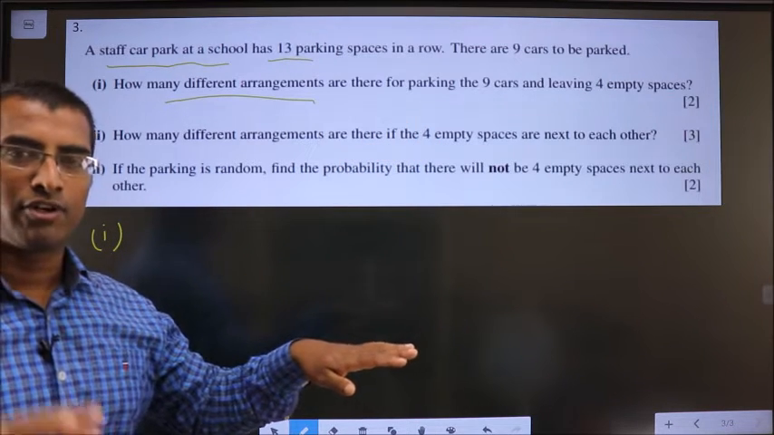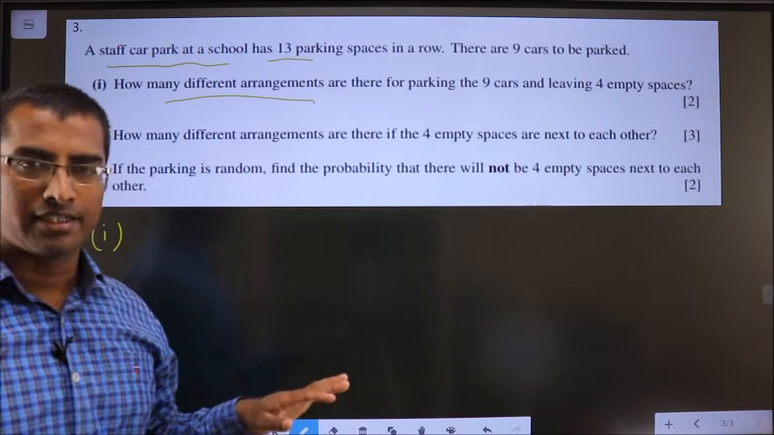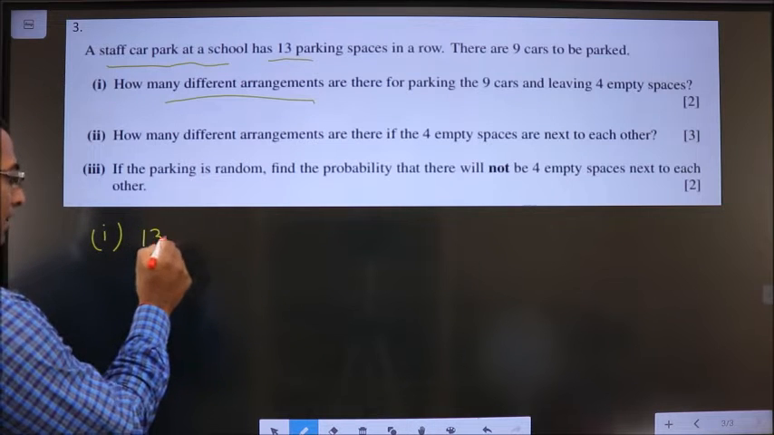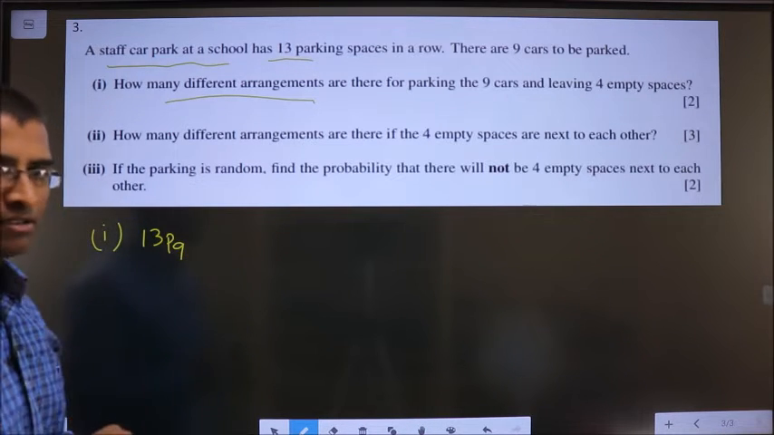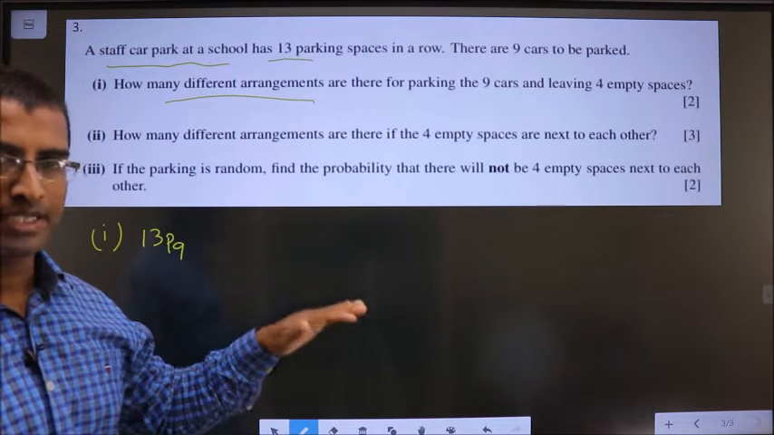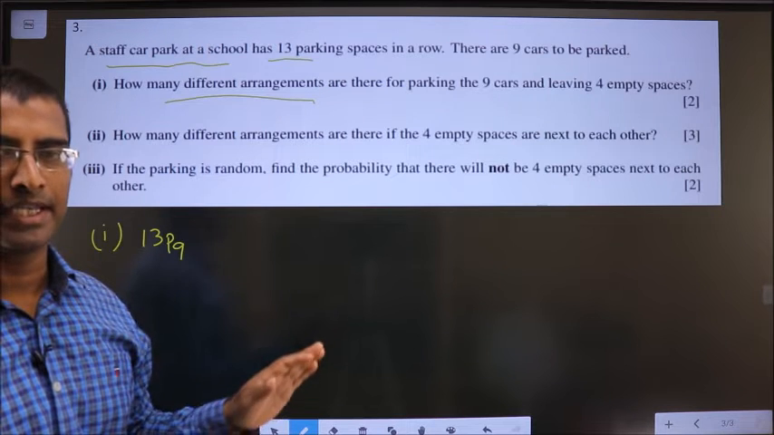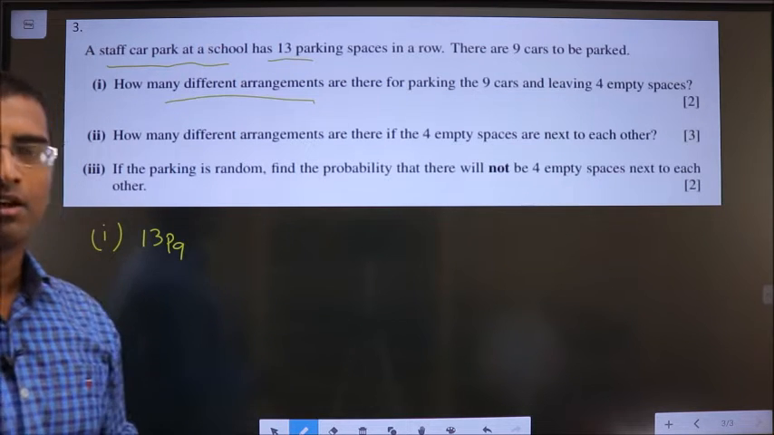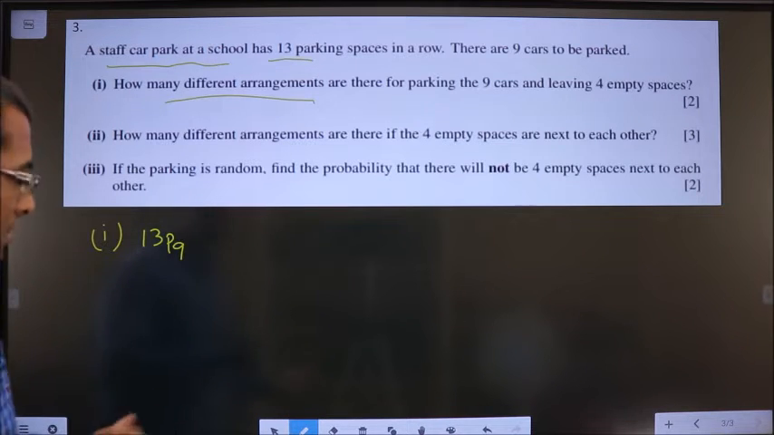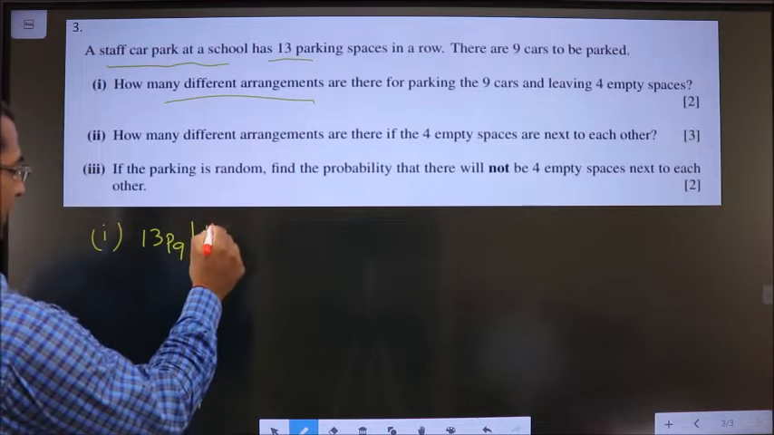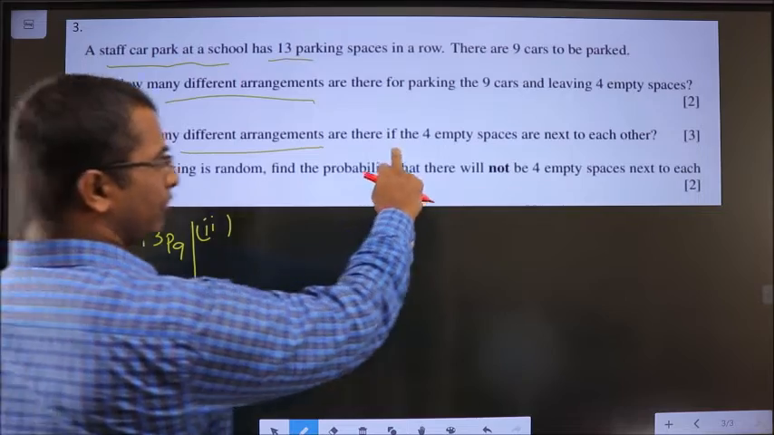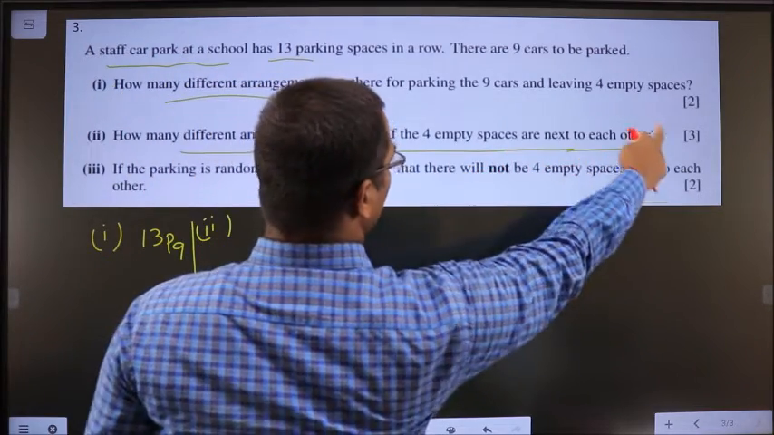13 places for 9 cars without any condition can be arranged in 13P9 ways. Okay. 13 parking spaces, 9 cars can be arranged in 13P9 ways. No restriction, that's it. All the cars are not identical, so division will not come. Next. Second bit. How many different arrangements are there if 4 empty spaces are next to each other?